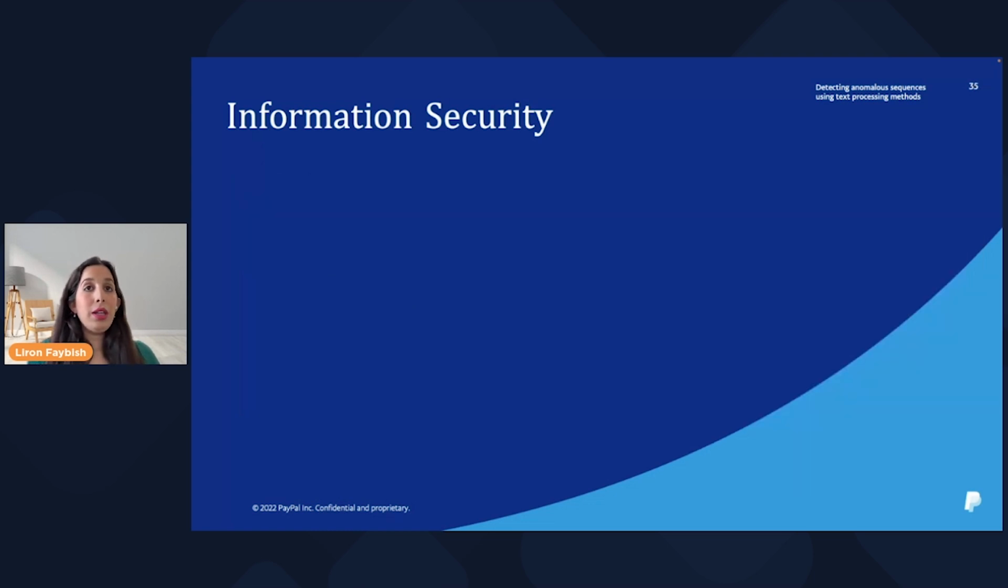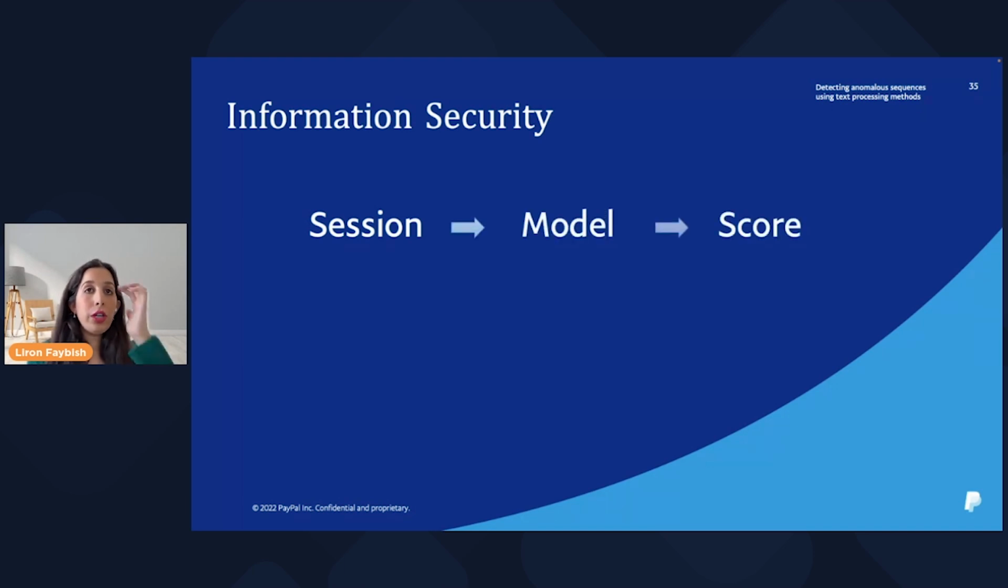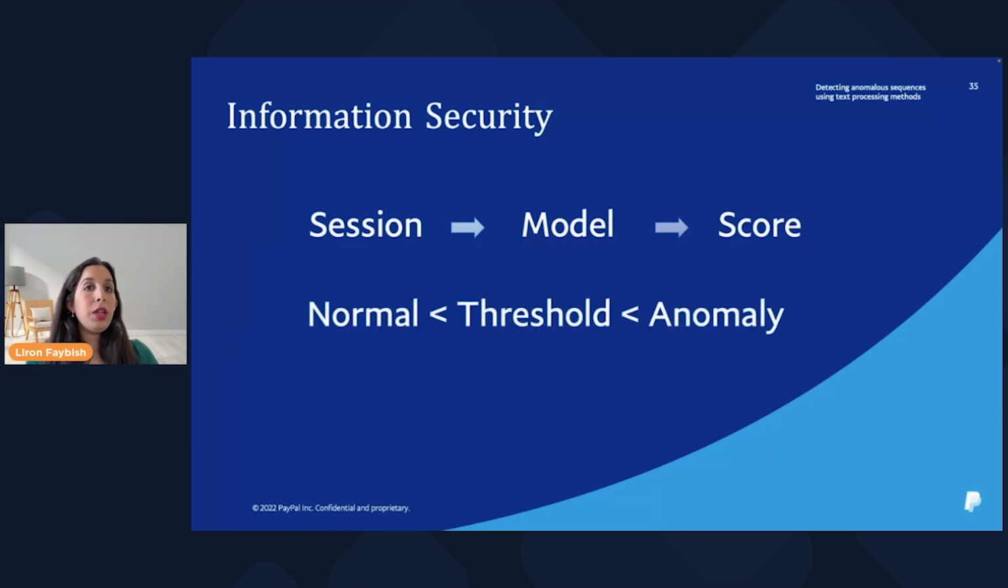So now we have a system that gets as input all of the actions that have been made on the accounts, which are the sessions we mentioned earlier, processes it through the model, and generates a score for each session. This score indicates how normal or abnormal this session is. And according to the threshold we set based on the results of the model, we can decide if this session is an anomaly or not. If the score is above that threshold, it's an anomaly, and if it's below that threshold, it's a normal session.